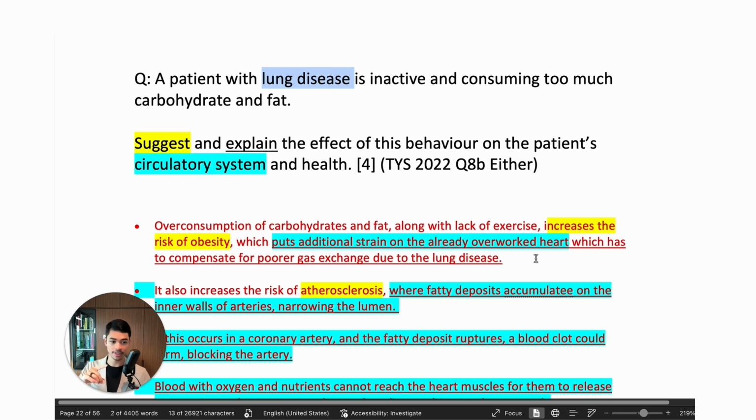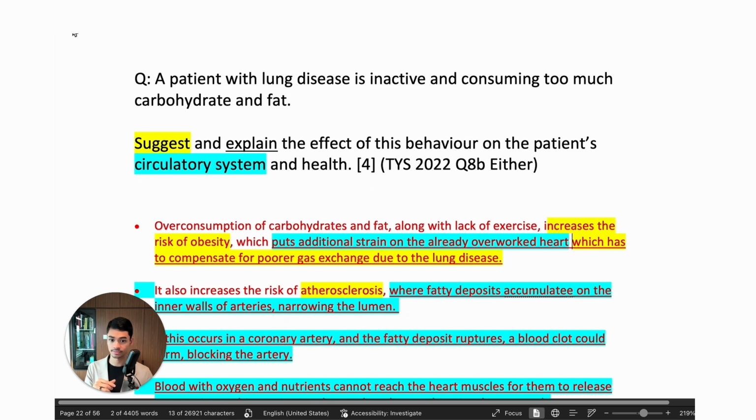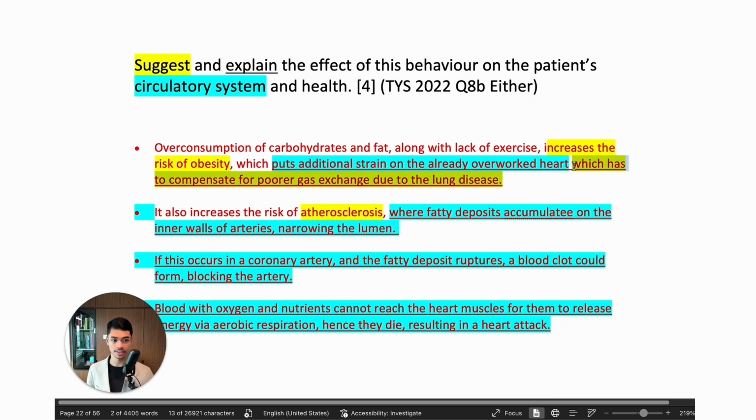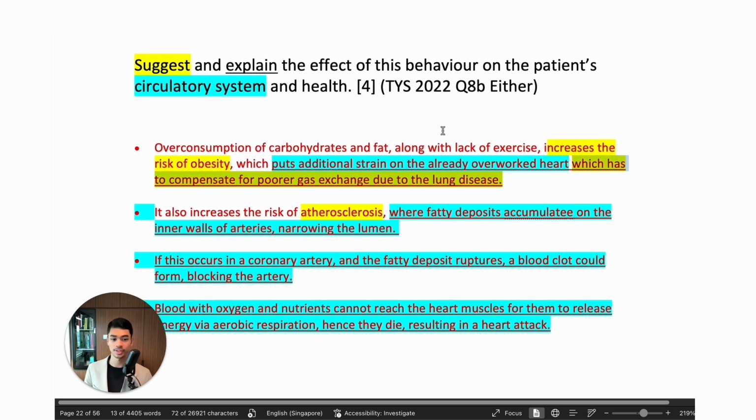So you notice that this part here, I'm going to highlight it yellow, because it's the suggestion. We have suggested this. And does it fit with reality? Yes. Does it fit with the question? Yes. So that's how you suggest something.